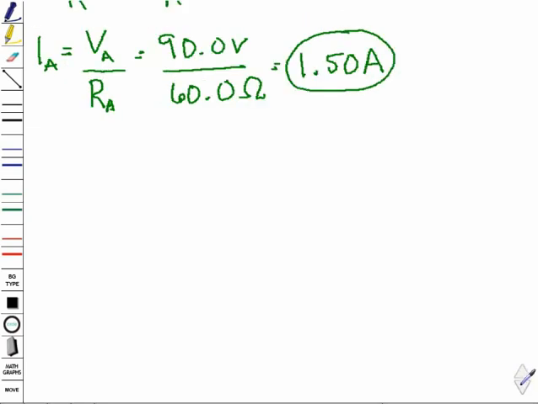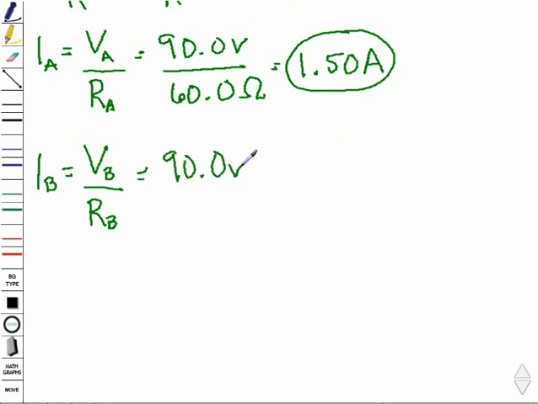I'm going to repeat the same procedure across the other two resistors. So the current across resistor B is equal to the voltage across resistor B divided by resistor B. So again, we have our 90 volts. And resistor B was 30 ohms. So we find the current across resistor B is 3 amps. Amps representing current.